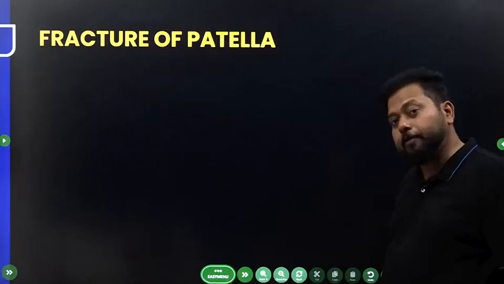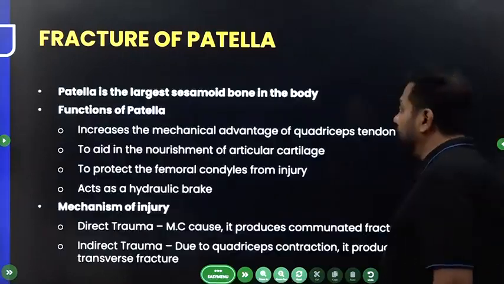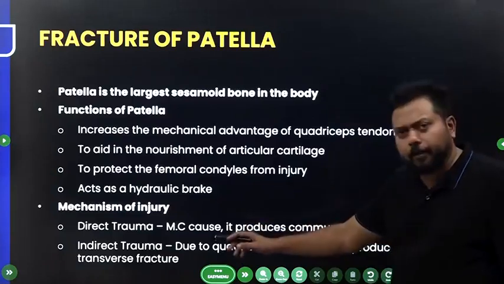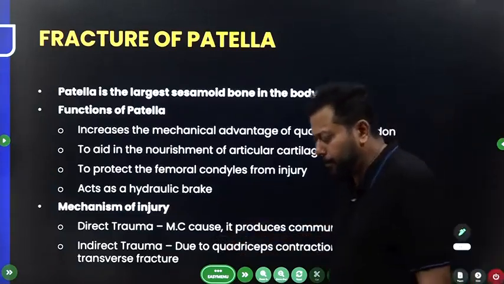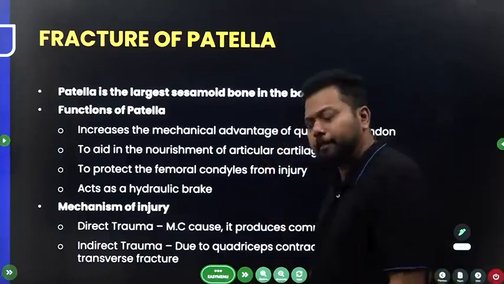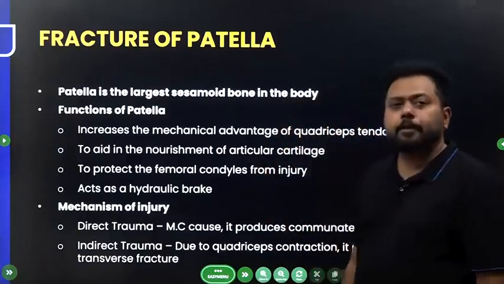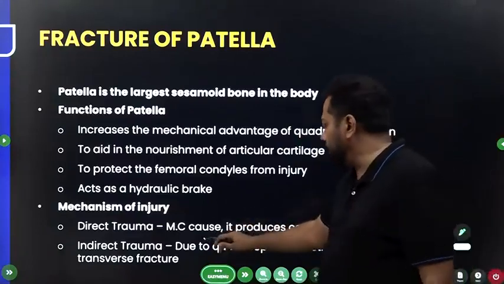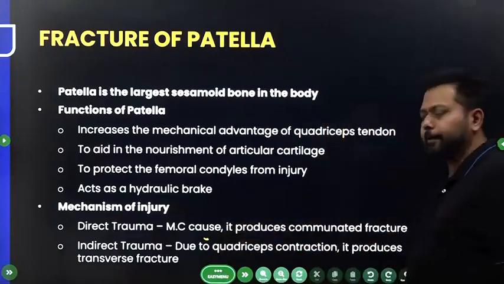Again, very frequently asked image-based area, fracture patella. Patella is the largest sesamoid bone. Mechanism of injury, direct trauma. Patient will be walking, suddenly will stumble, and the patella goes and touches the ground. It is gone. So direct trauma is the most common cause. It produces comminuted fracture patella.